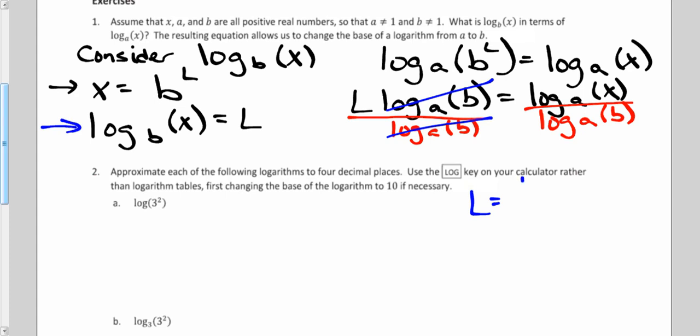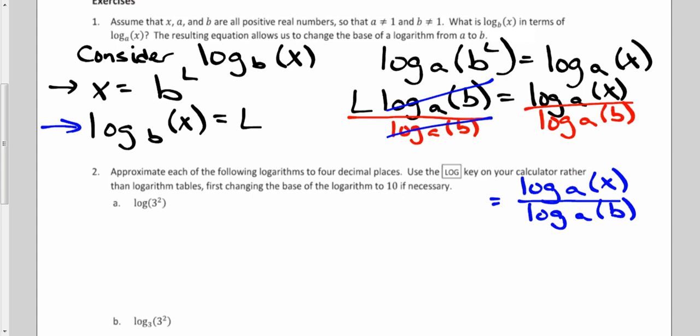L equals log base A of X divided by log base A of B. Which then means, erase the L and replace it with this guy right here, so log base B of X. Now, why do I need to know that formula?